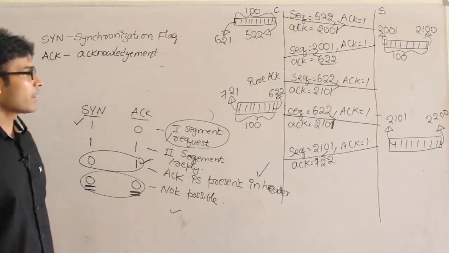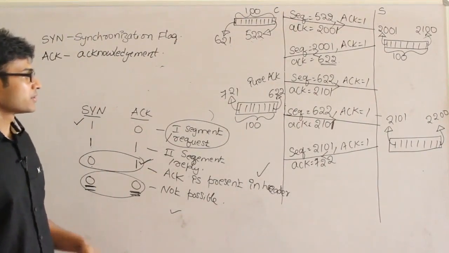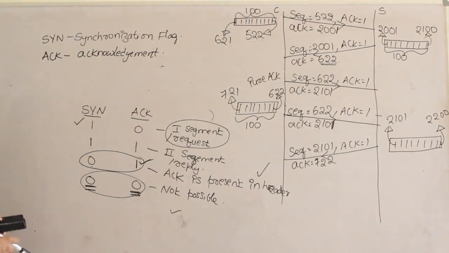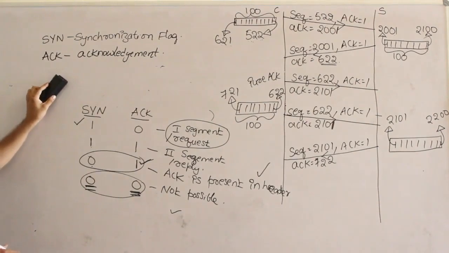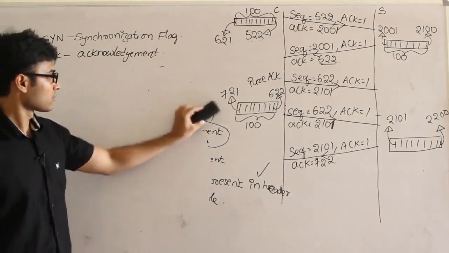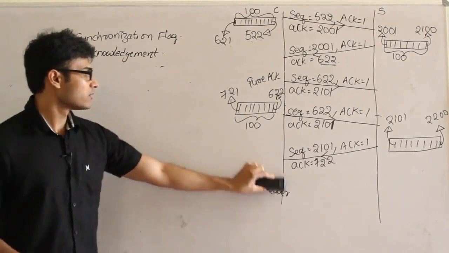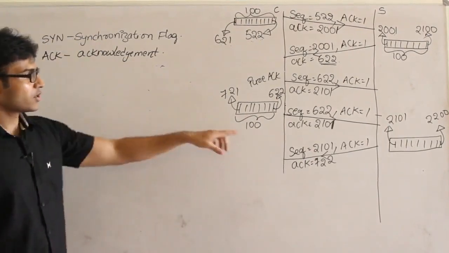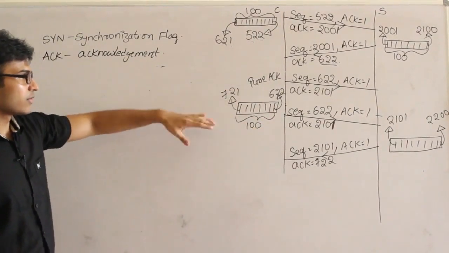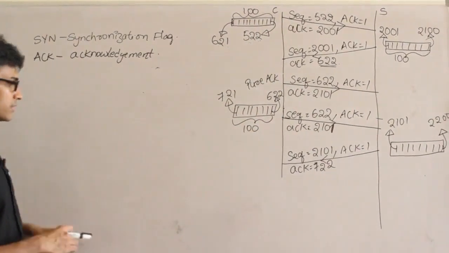Now let's see connection termination. Connection termination means the client and server are done with the communication and they want to close the connection. So how does it work? I'm just starting wherever I left off in this diagram, and I'm continuing it with whatever sequence numbers are remaining.